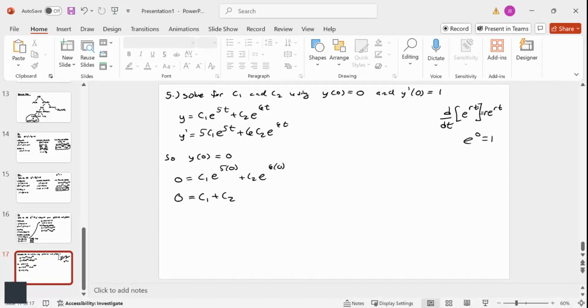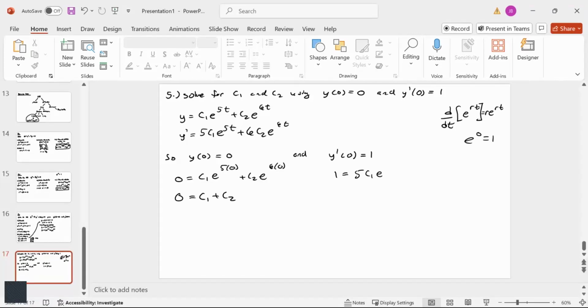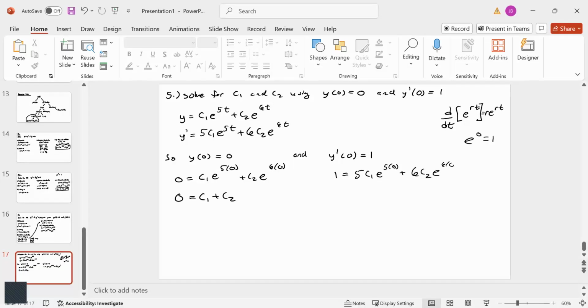There we go. And we now have y prime of 0 equals 1. So then 1 is equal to 5 C1 e to the 5 times 0 plus 6 C2, not C1, e to the 6 times 0. So then 1 equals 5 C1 plus 6 C2. So those are the equations that I have to solve.